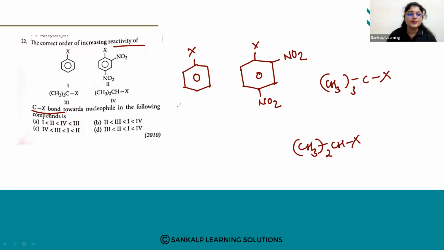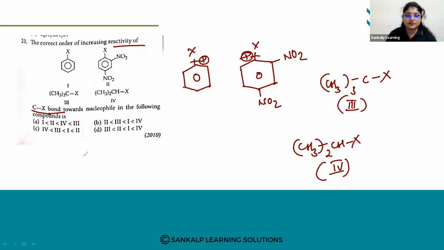Okay, just see here now. What is the C-X bond's reactivity towards a nucleophile in the following reaction? If this bond breaks, it will be carbocation formation. Whenever you are checking reactivity, aliphatic will be more reactive as compared to aromatic. So first we'll see third and fourth.